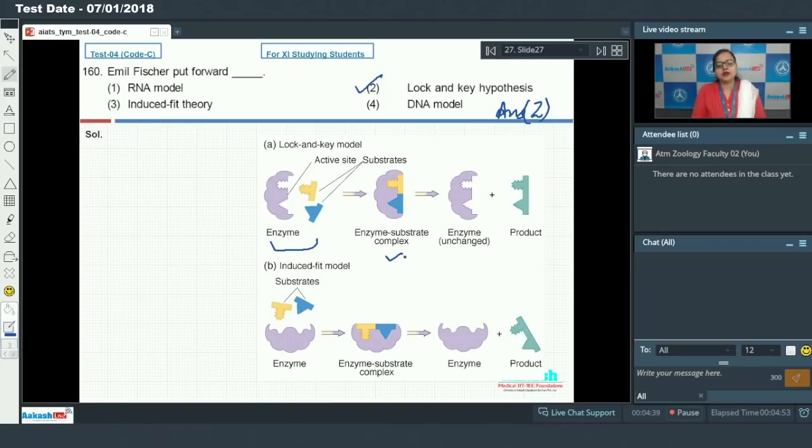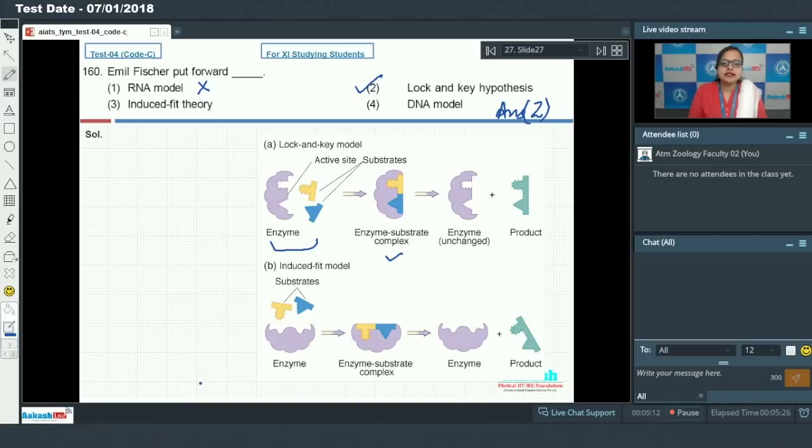Talking about the rest of the options first, that is RNA model. You know that there are 3 kinds of RNA molecule, that is messenger RNA, rRNA, tRNA, and these 3 different types of molecules are discovered by various scientists. Like mRNA is discovered by Jacob and Monod, and tRNA is discovered by Paul Zamecnik, not by Emil Fischer. So option first cannot be an answer.